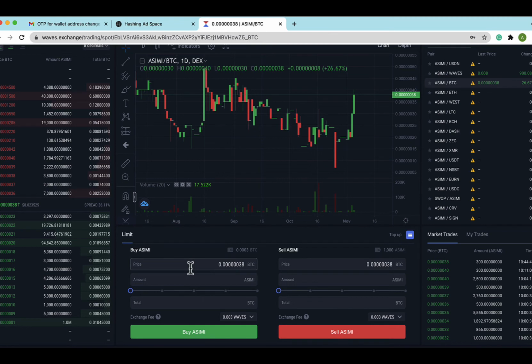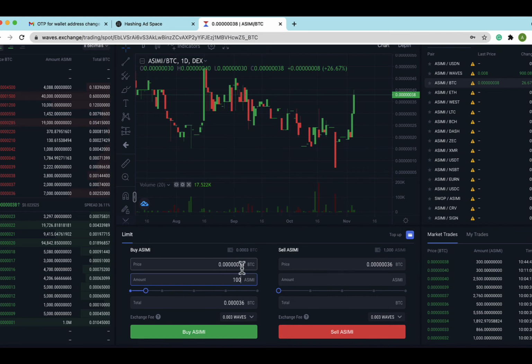And so in this example, we're going to buy some ASIMI tokens, and so you can see the price right here for ASIMI, and someone is willing to sell their ASIMI tokens right here, 7,000 of them for this price. So if we want to immediately buy ASIMI, then we could click on that and you'll see it will automatically populate right here. So let's say with the small amount of Bitcoin that we have in this example, we want to buy 100 ASIMI tokens. So you can set the amount that you want to buy at that price.